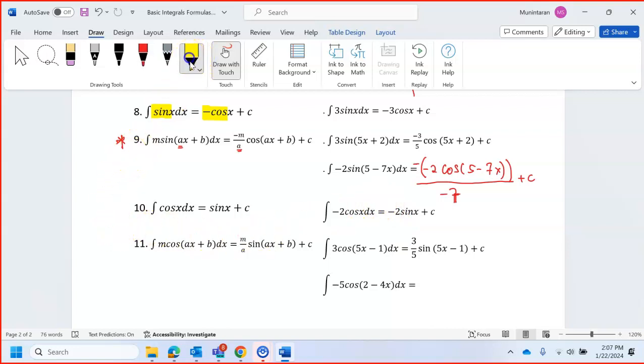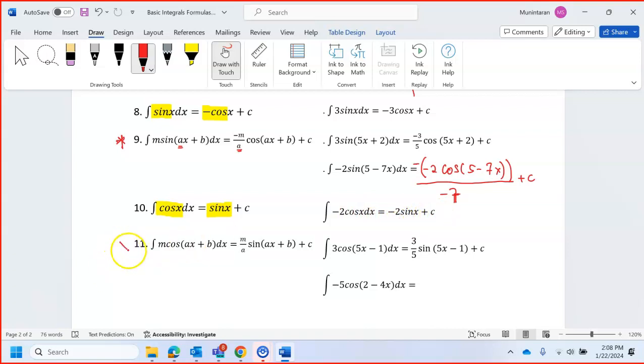Similarly, integral of cos is positive sine. Integrating negative 2 cos x. The negative 2 is your coefficient m. Negative 2 cos means negative 2 sine x plus your c.